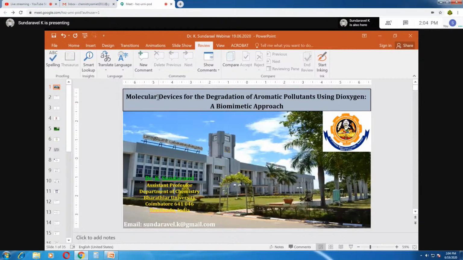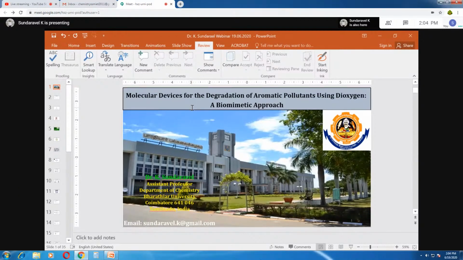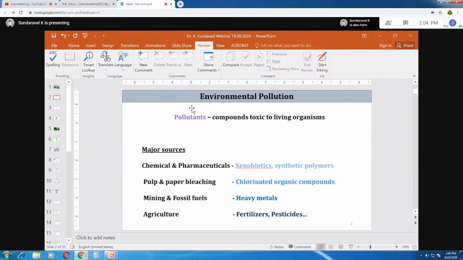Today I am going to present my talk on the topic molecular devices for the degradation of aromatic pollutants using dioxygen, the biomimetic approach. Let us give a preliminary introduction to what is well known. We know that environmental pollutants are highly toxic compounds which are harmful to all forms of life existing on the globe.